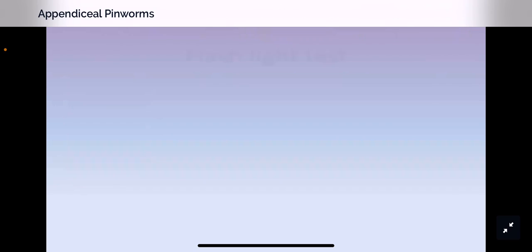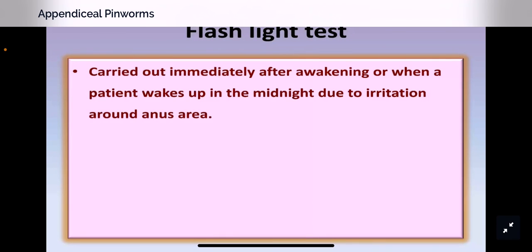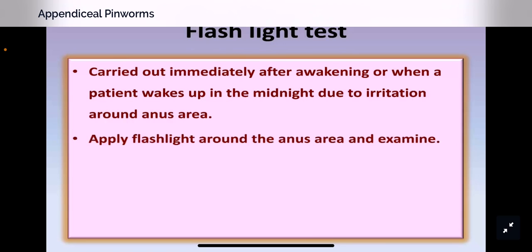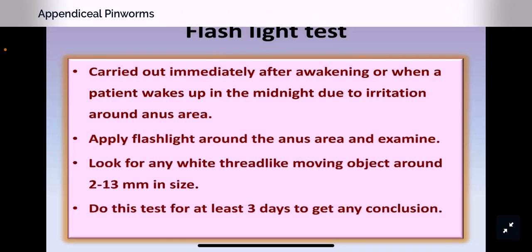The other test is the flashlight test. It is carried out immediately after awakening or when a patient wakes up in the midnight due to irritation around the anus area. Apply a flashlight around the anus area and examine. Look for any white thread-like moving object around 2 to 13 mm in size. Do these tests for at least 3 days to get any conclusion.